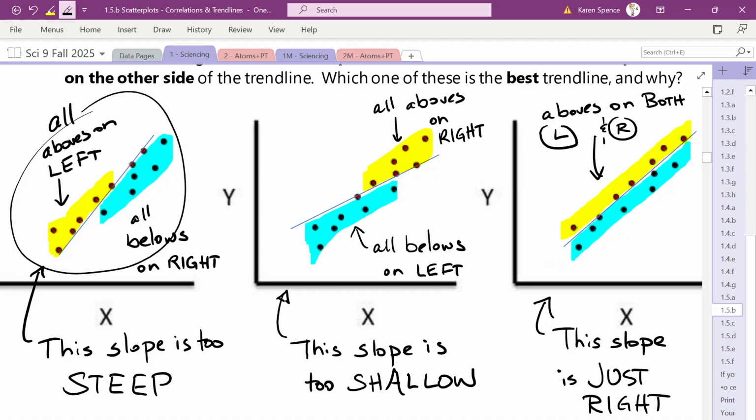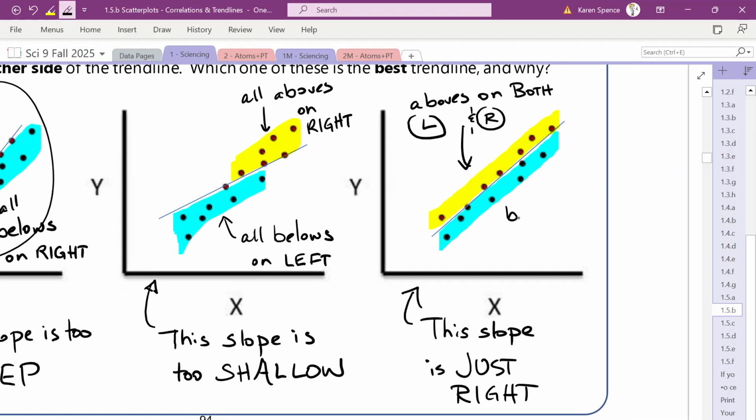So the aboves are on both the left and the right, and the belows are on both the left and the right. Is good? Okay.